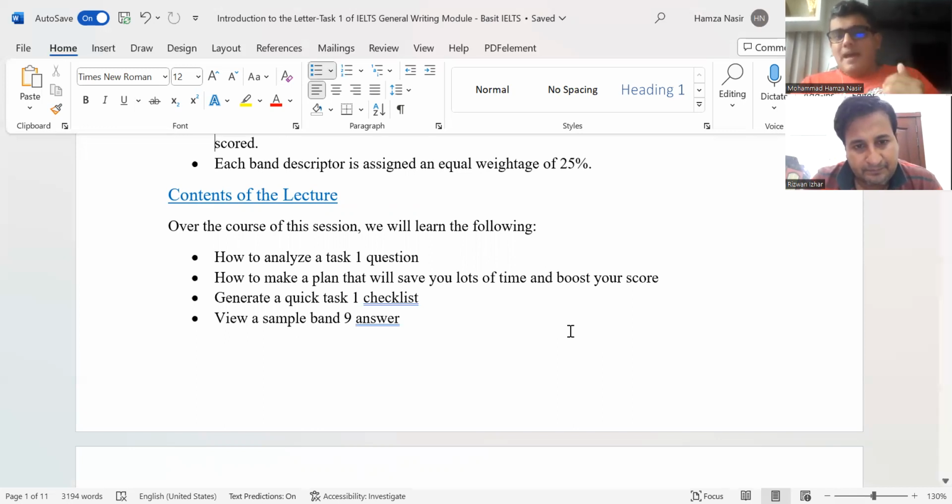So how do you make a plan? It's a nice plan बनाना है, लेकिन at the same time, how do you make a plan that will save you lots of time and boost your score? Because time management is very important. जितने भी ideas आपके पास हो, you will always be at the top.